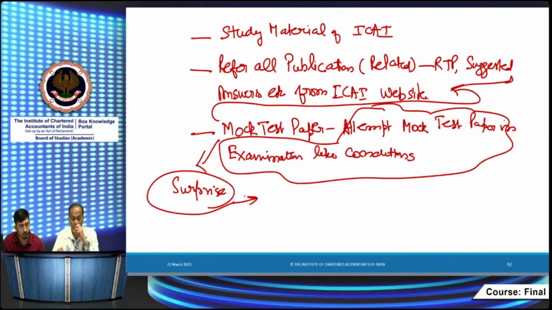Whenever any mock test comes out, you just take a printout. If you could not attempt it on the same day, there are nearby branches also conducting it. I will say that you should go there and attempt the mock test in examination conditions. Otherwise, if it is not possible, just take a printout and don't look at it, and if possible not on the same day, another day, attempt it in examination-like condition and judge your performance from the answer. That will help you maintain your speed in the examination. That is very important.